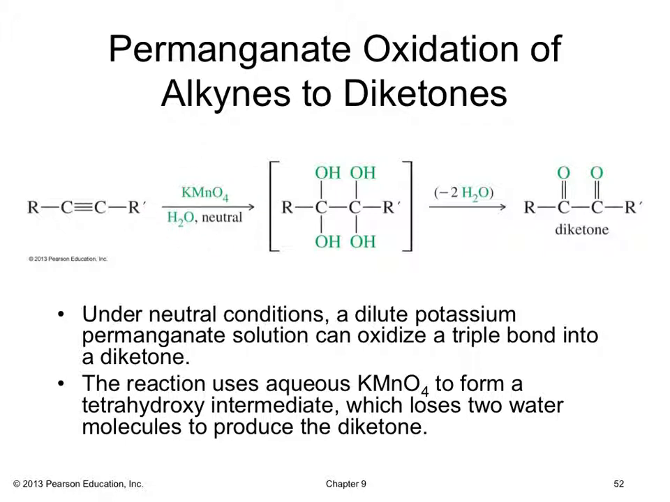And when you're adding potassium permanganate in water, you're going to have water being added on, and then you're going to have loss of water to generate the diketone. So under neutral conditions, a dilute potassium permanganate solution can oxidize a triple bond into a diketone, and it uses aqueous potassium permanganate.